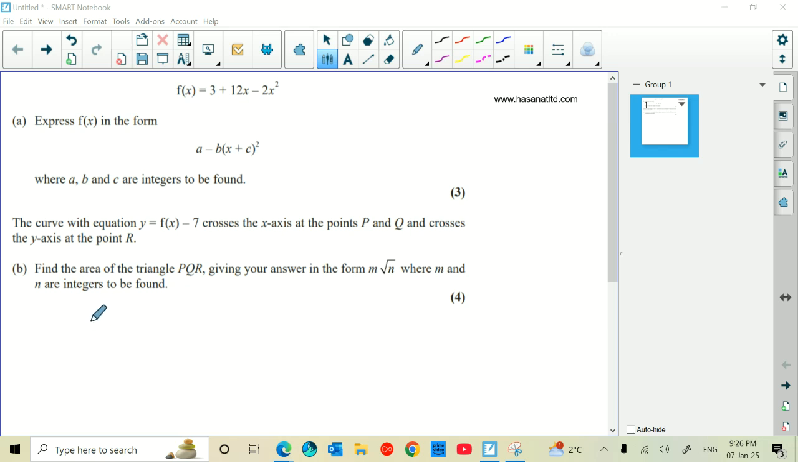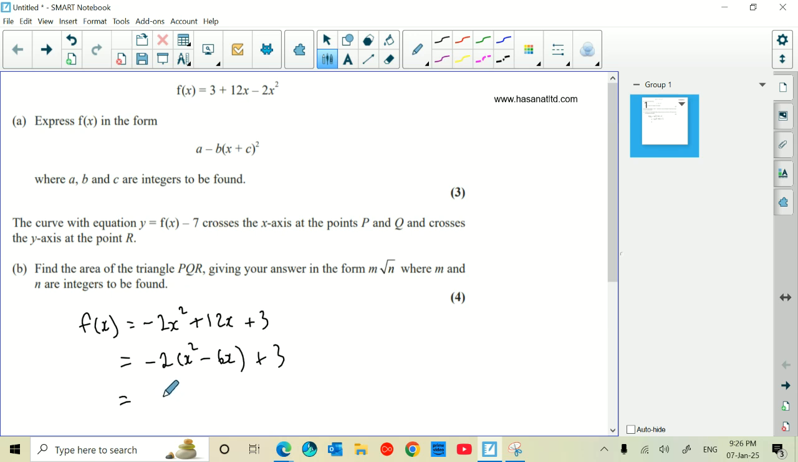The first thing you need to do is to write the function of x in the form of a quadratic, ax squared plus bx plus c. So that will give you minus 2x squared plus 12x and plus 3. And then we need to take minus 2 out as a factor, and that will give me x squared minus 6x and then plus 3. And now we can go through the process of completing the square.